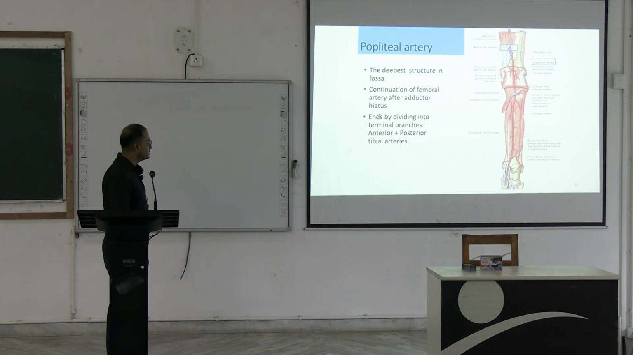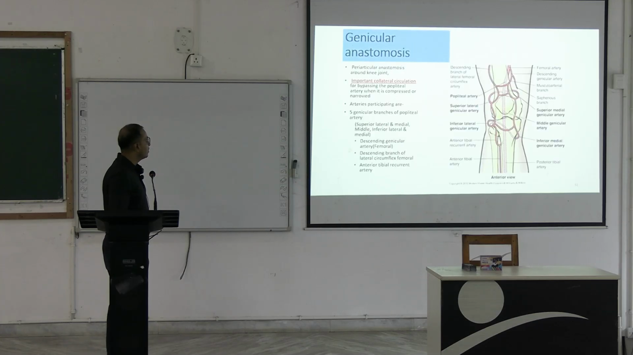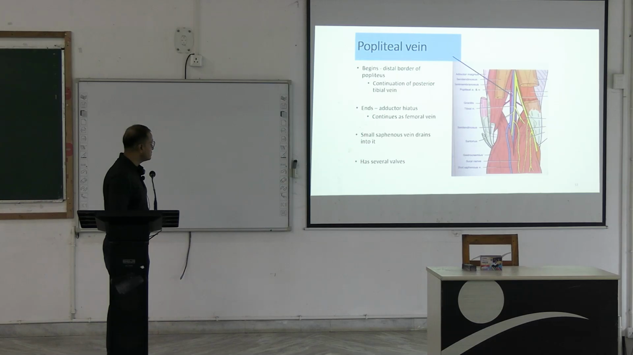The posterior tibial remains in the posterior compartment. The anterior tibial moves into the anterior compartment and supplies the anterior part. They make an anastomosis around the knee joint, which we call the genicular anastomosis.